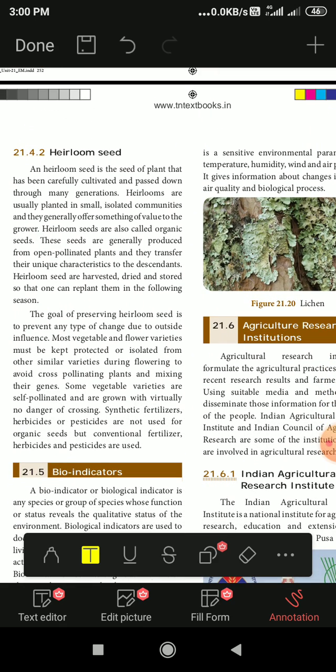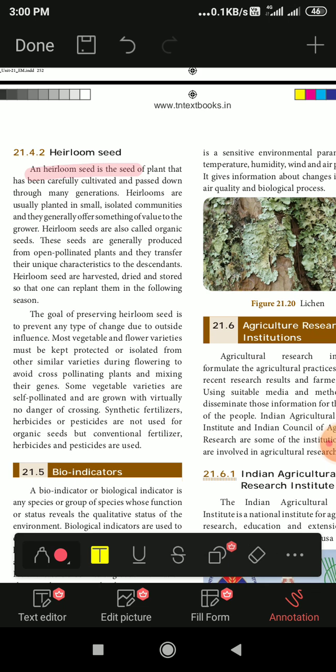heirloom seeds. An heirloom seed is a seed of a plant that has been carefully cultivated and passed down through many generations. It is where the seeds have been cultivated, brought into a new generation and handed over to the next generation. Heirlooms are usually planted in small isolated communities and generally offer something of value to the grower. Heirloom seeds are also organic seeds. So heirloom seeds are always organic seeds.